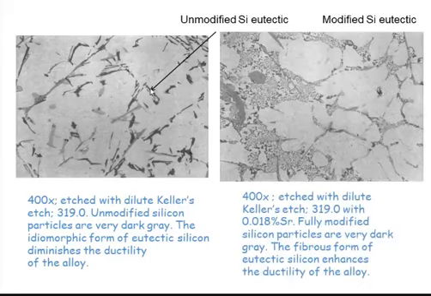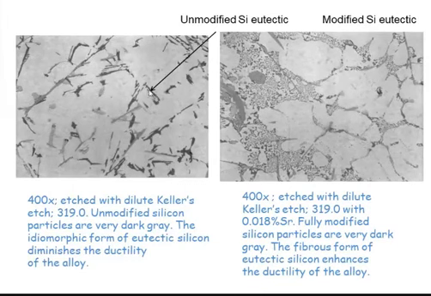And you can see this eutectic mixture is now converted into globules due to the addition of only 0.018% strontium. So these are fully modified silicon particles. They are very dark gray, and the fibrous form of eutectic silicon enhances the ductility of the alloy. So this is the unmodified aluminum silicon alloy, and this is the modified aluminum silicon alloy.